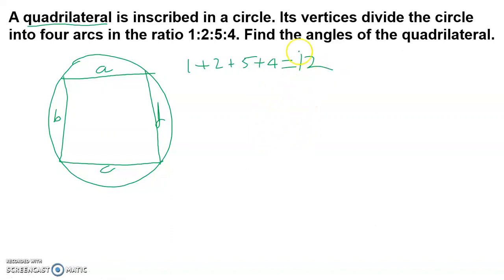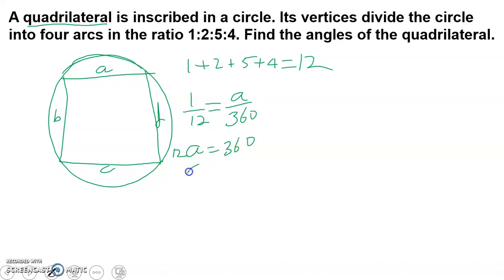And since the whole circle is 360, we can find each one of the arcs. So 1 out of 12: if we are looking for arc A over 360, we can just cross multiply. 12A equals 360, so A is going to be 360 divided by 12. That's 30.